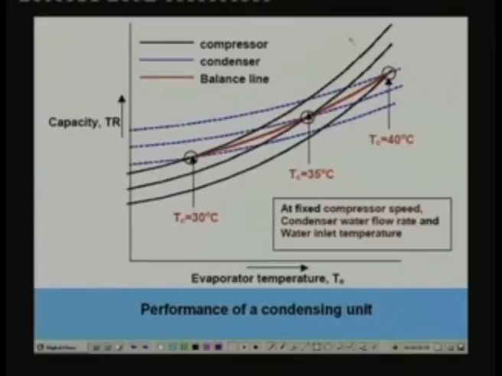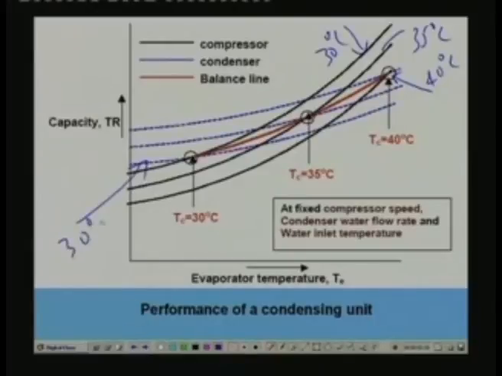We find the balance point from the points of intersection. If you remember, for the compressor, this is 30 degree centigrade, this is 35 degree centigrade. This is just an example. It can be any temperature, but 30, 35 and 40 degree centigrade. And for the condenser, this is 30 degree centigrade, this is 35 degree centigrade and this is 40 degree centigrade. Remember that here we are keeping the flow rate and cooling water inlet temperature constant.